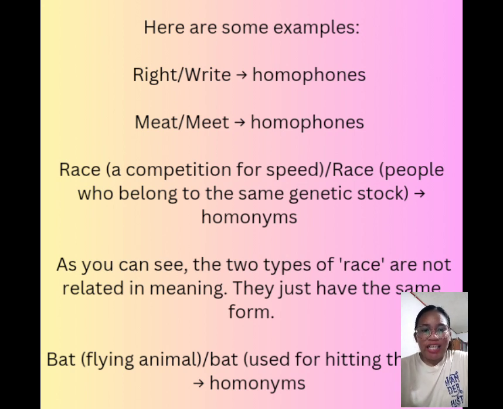Race, a competition for speed. Race, people who belong to the same genetic stock. Homonyms. As you can see, the two types of race are not related in meaning, they just have the same form. Bat, flying animal. Bat, used for hitting the ball. Homonyms.